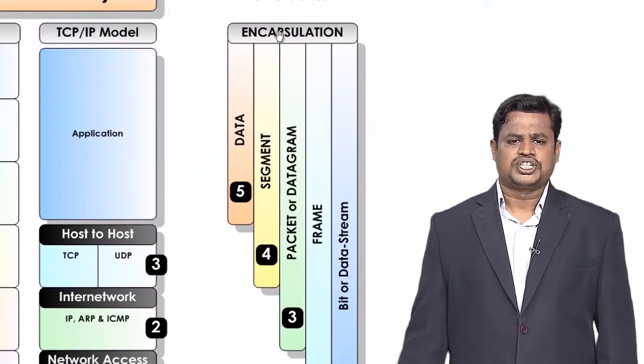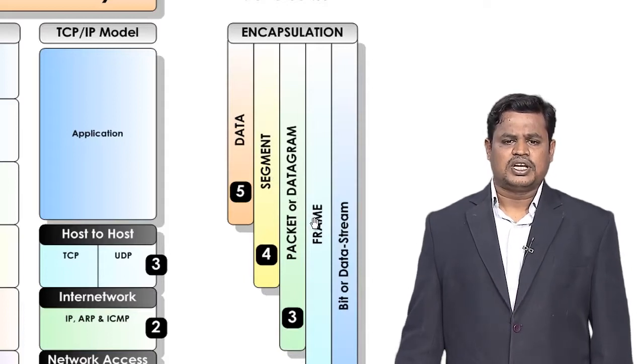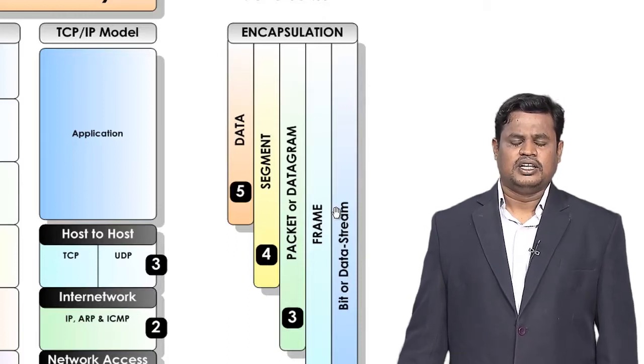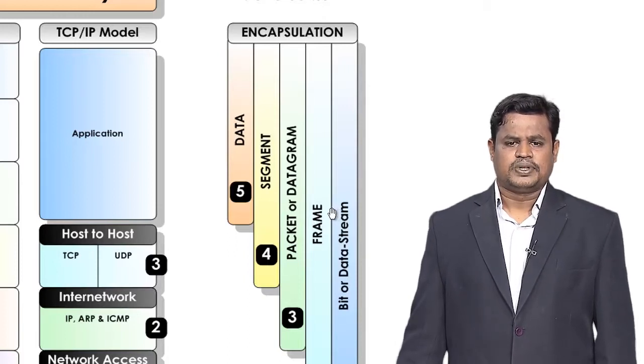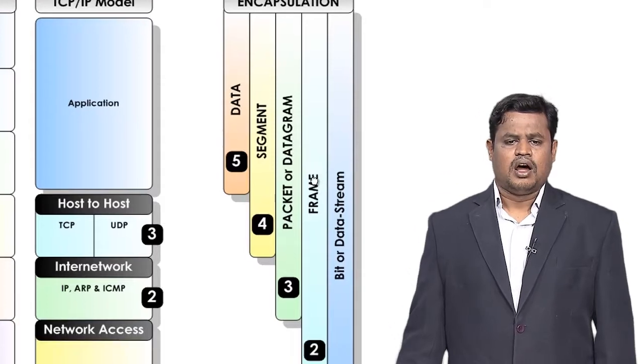It is called encapsulation. So, I will take the data, then I will put it in the envelope, which I call the segment, then I will add the name and address, the packet, then I will add the pin code or additional information, then the frame, and I am going to put it in the post box for sending the data, which is called the bitstream. So, this is what we can say is encapsulation.